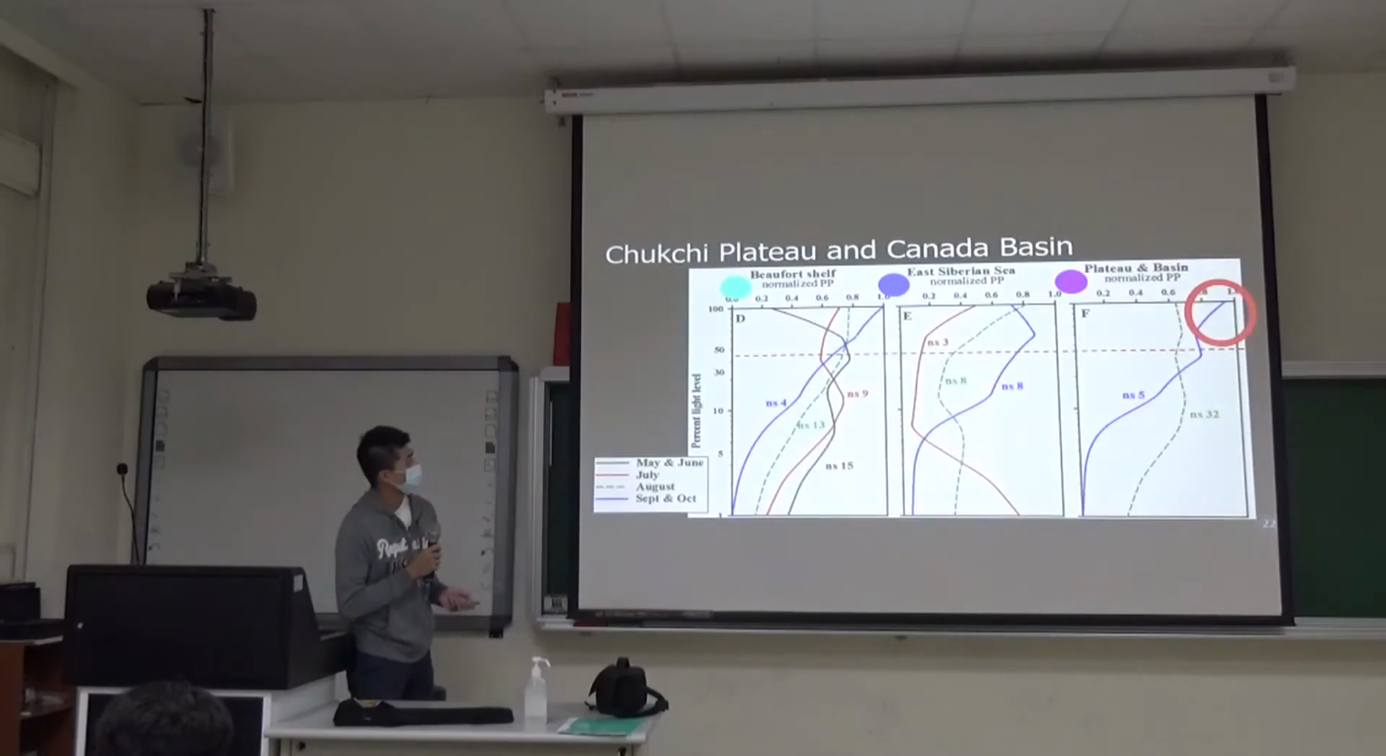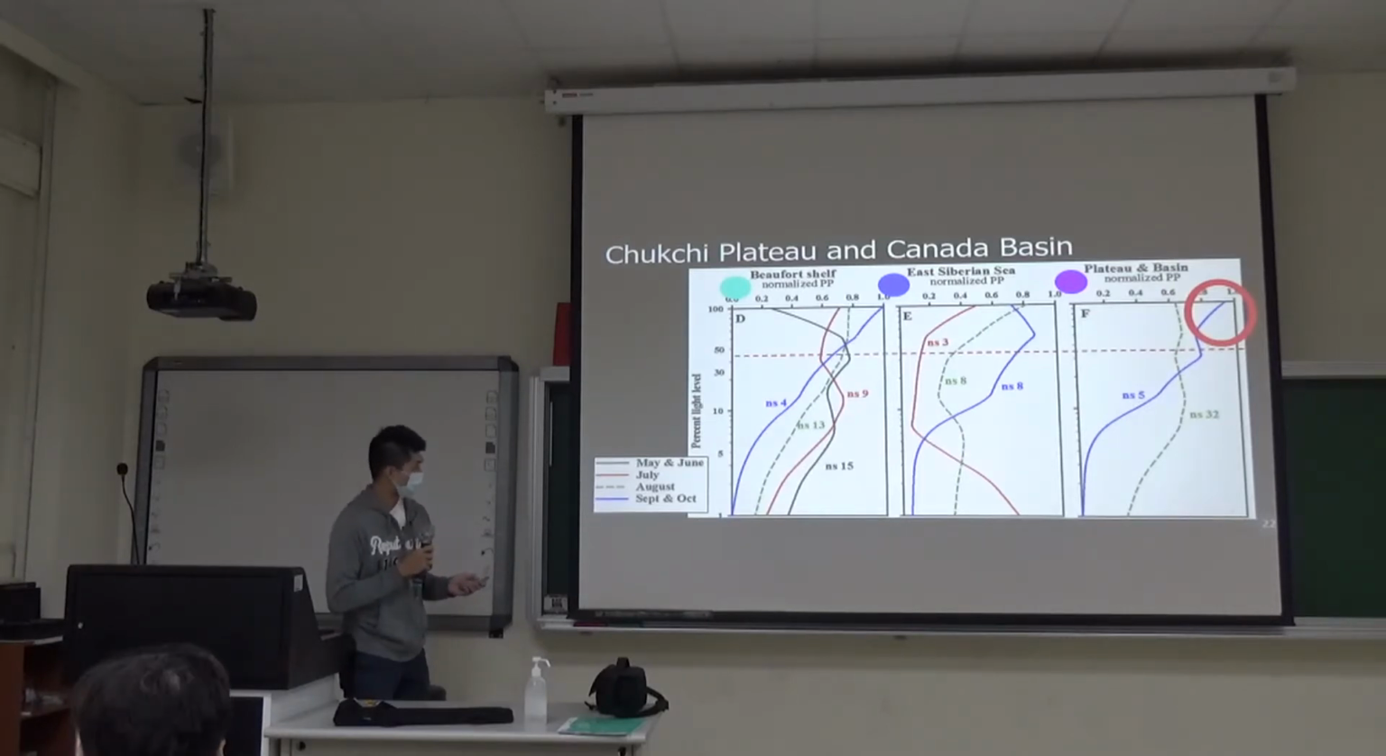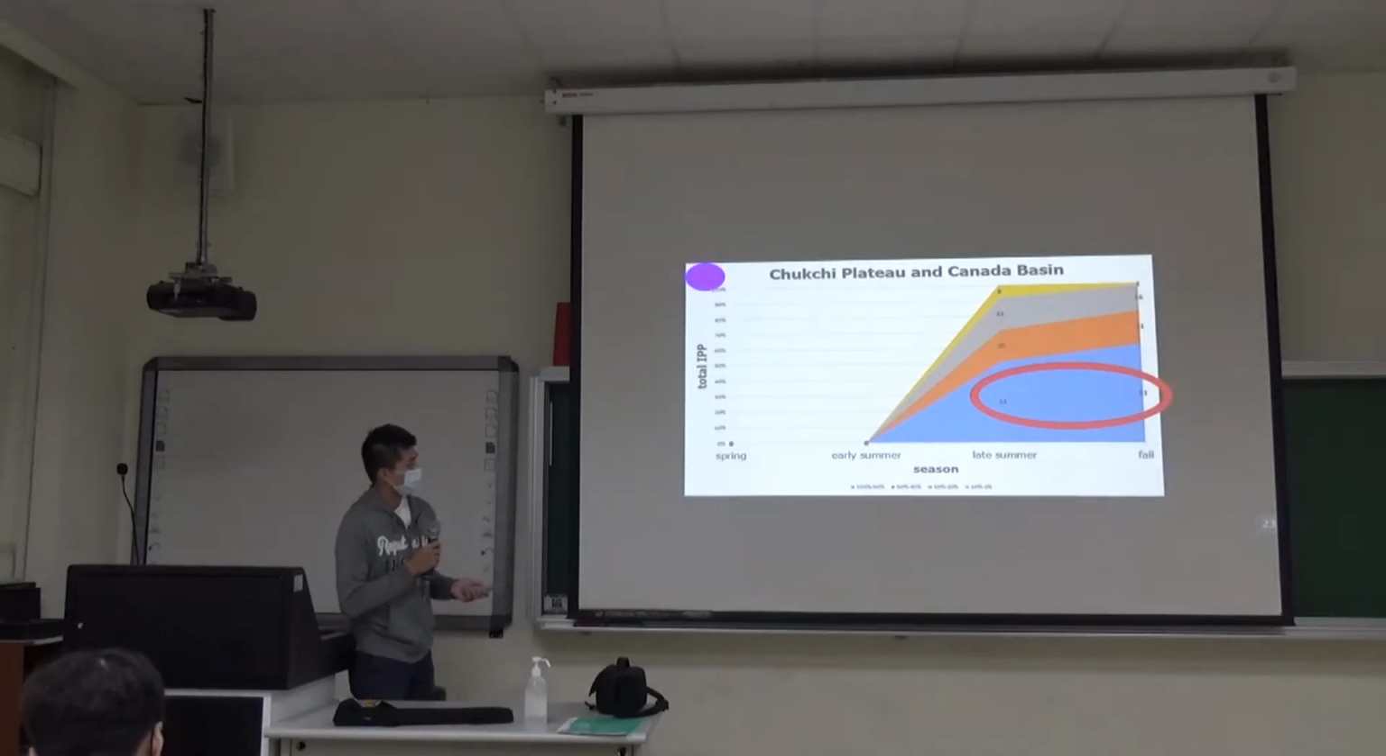And the next is, because we don't have the spring and early summer data, we can just see there is a maximum in the fall, in the surface in the fall, and it declines with the percentage of the light level. It also shows that there is 50% of PP located at the 50% of light level.